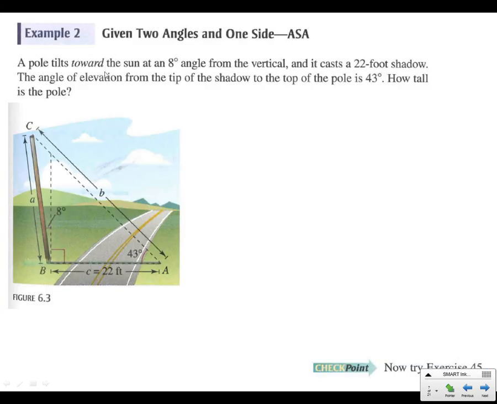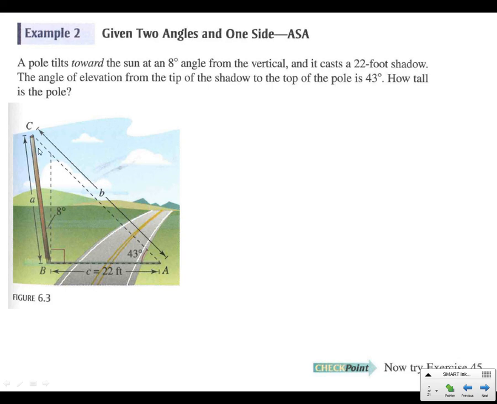Okay, let's see the same thing here. A pole tilts towards the sun at an 8-degree angle from the vertical. So you can see here we're lifting by 8 degrees, which makes this angle here not 90, but 98. And it casts a 22-foot shadow. So we have a nice shadow here. The angle of elevation, remember, angle of elevation is from the ground rotating up, is 43. How tall is the pole?